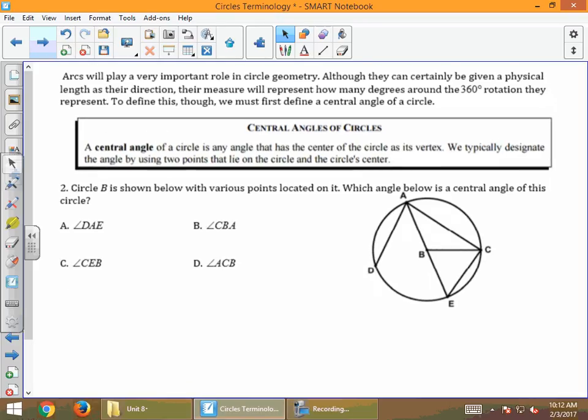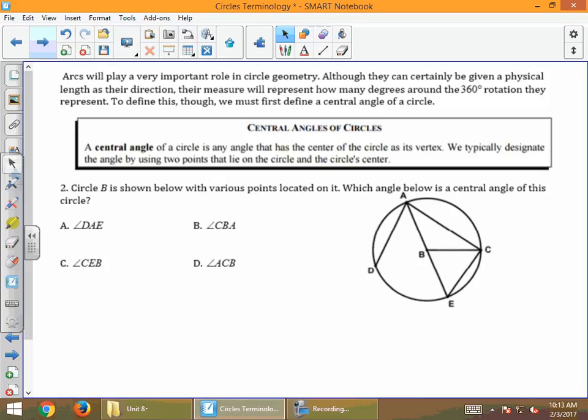Okay? Arcs are going to be really important in this unit. We're going to talk about arcs all the time. We're going to talk about their length at the end of this unit, but we're going to figure out their measure today. Okay? An important part of a circle to figure out its measure is called a central angle. And a central angle is any angle that has the center on its vertex. Okay? The endpoints are on the edge of the circle, and the vertex is on the center.